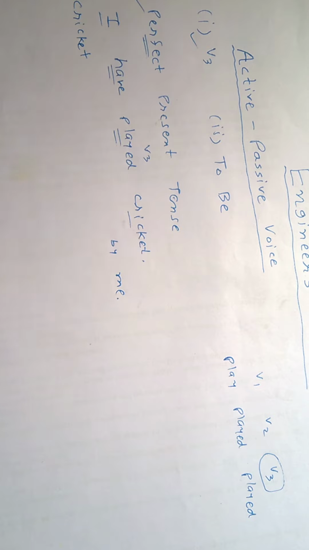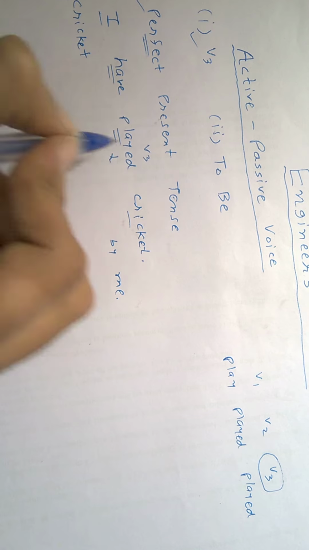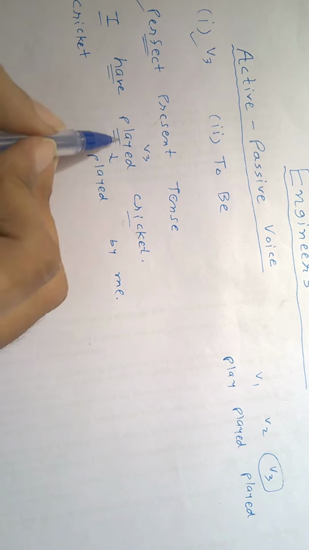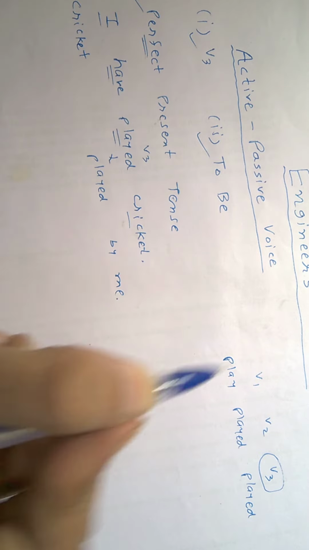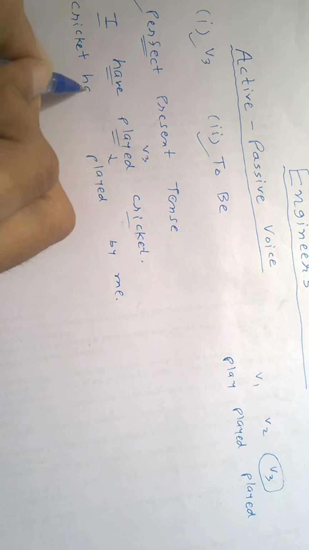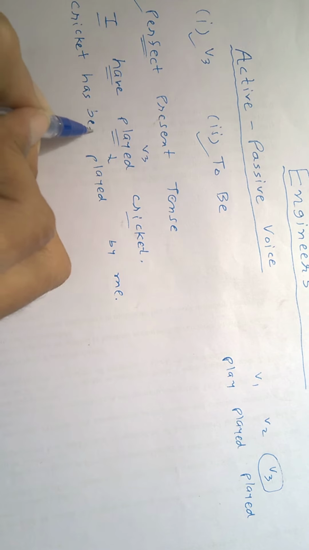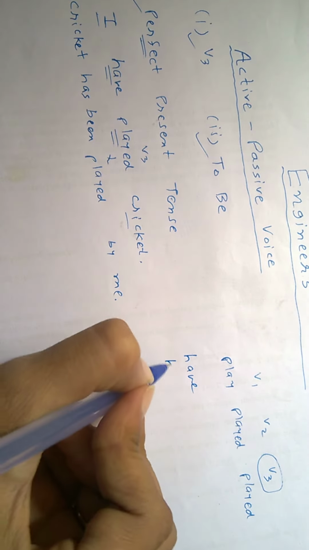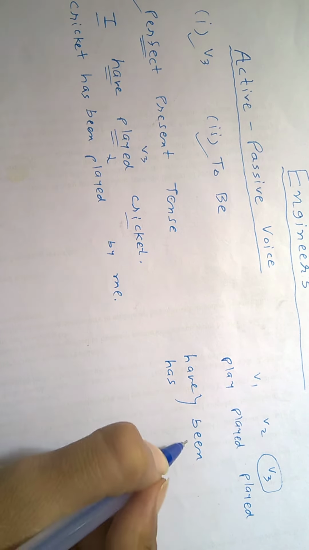Now as per our technique, first we will put the V3 form. The easy thing is that in present perfect tense we already use the third form, so we will put the same. Now here we will put the second technique, that we must require to be. So with cricket, as we know, we will use has. Now here in between we will use been. So we have to remember, with have and has we have to use been in passive voice.